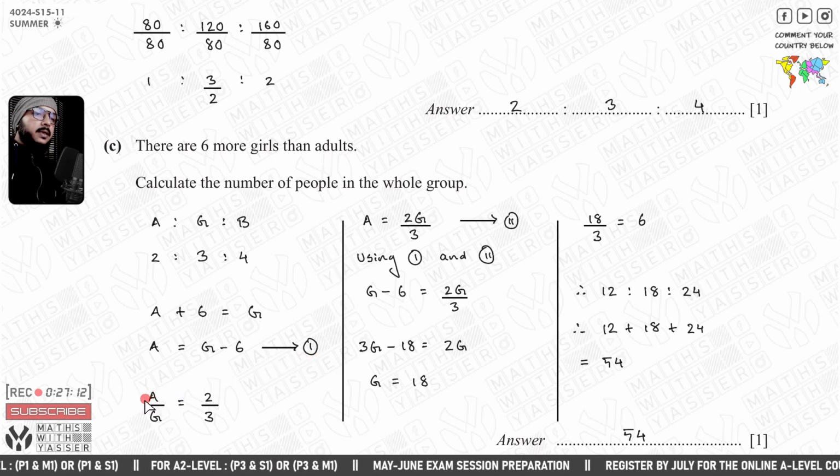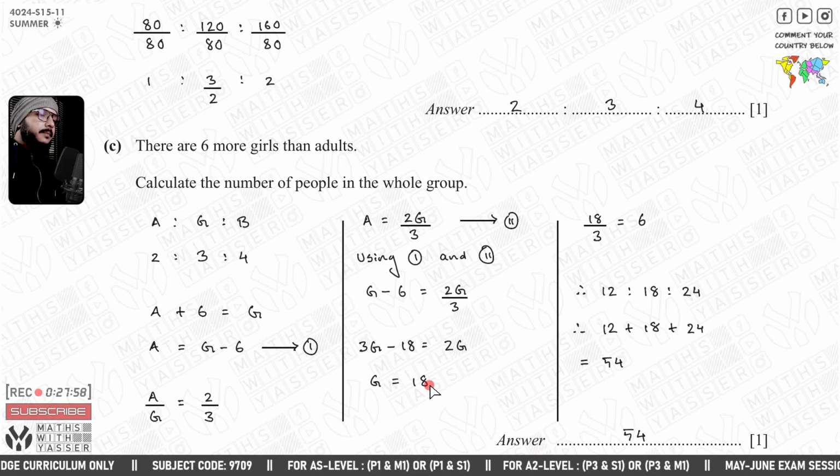And now let's deal with the ratio. Adults over girls is equal to 2 over 3. Again, if we make A the subject for the equation of the ratio, it will be 2G over 3. And let's consider this to be equation 2. Now, using both of these equations, we can say A is equal to A, of course. That means G minus 6 is equal to 2G over 3. Now, if we multiply 3 with G minus 6, we get 3G minus 18 equals 2G. Then if we make G the subject, 3G minus 2G will be G is equal to 18.